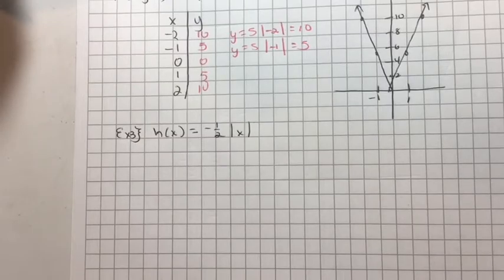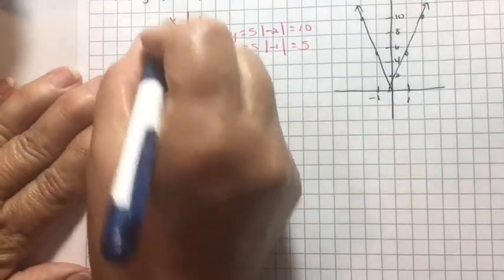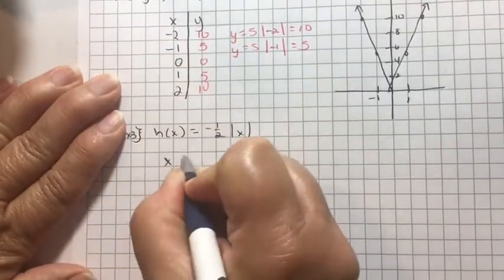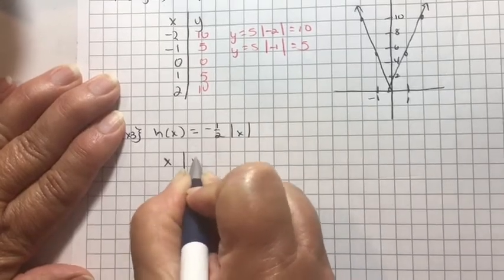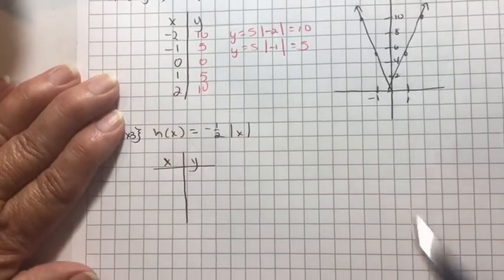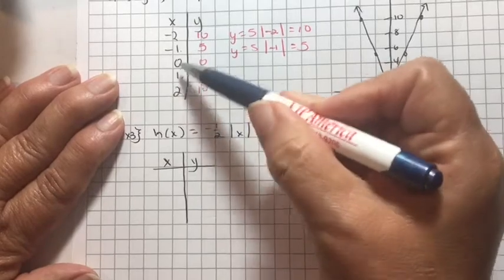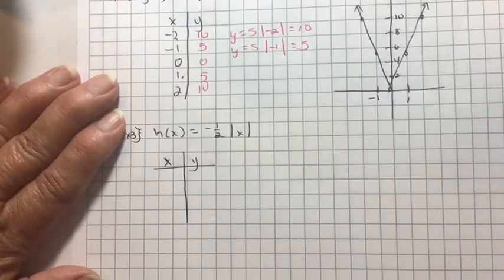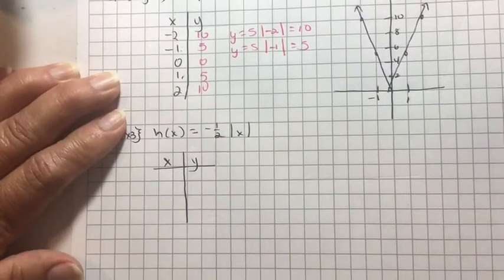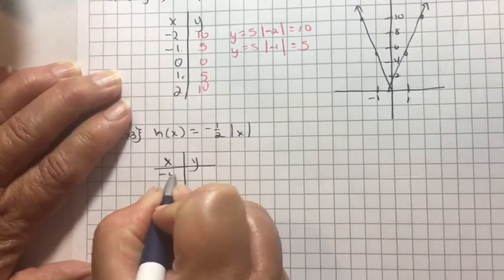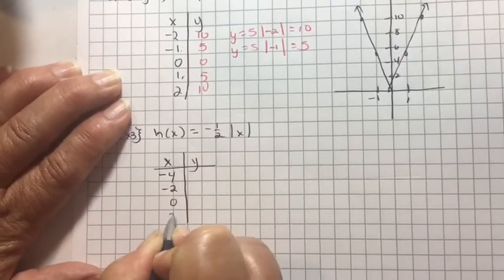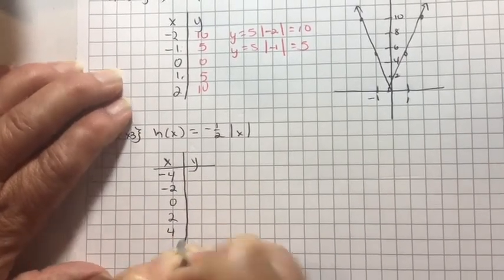Okay, so when you pick your values for the x and the y, there's no reason you couldn't do the same ones. However, you are going to be taking half. So to me, rather than picking the odd numbers, I'm going to pick some all evens, which are very easy to take half of. So for the chart, I'm going to use -4, -2, 0, 2, and 4.